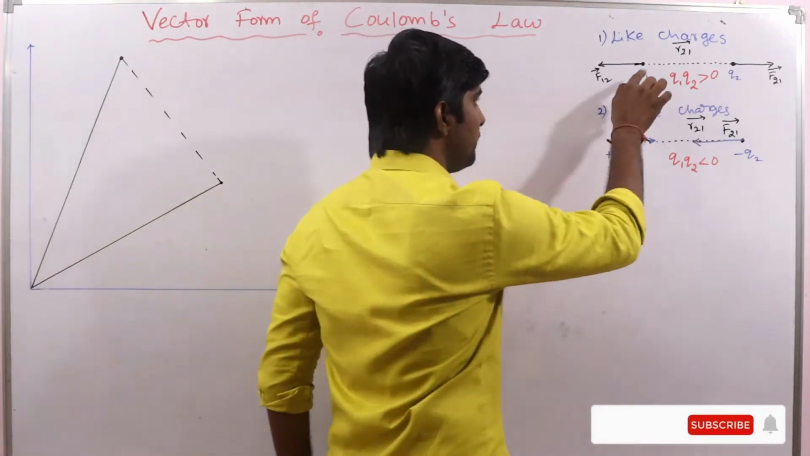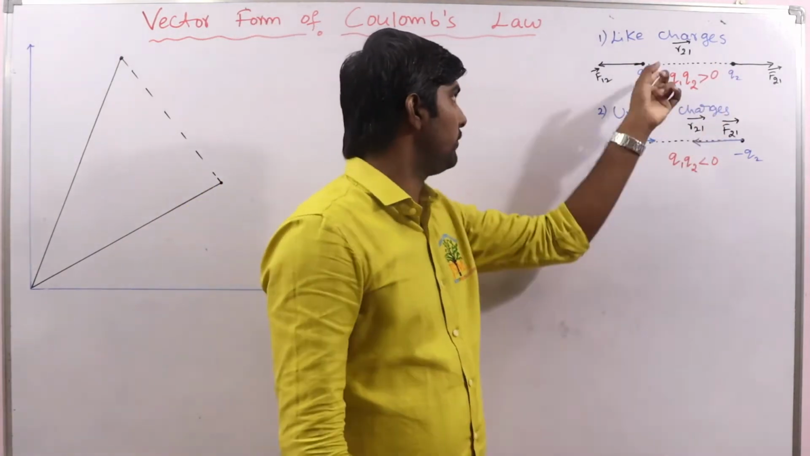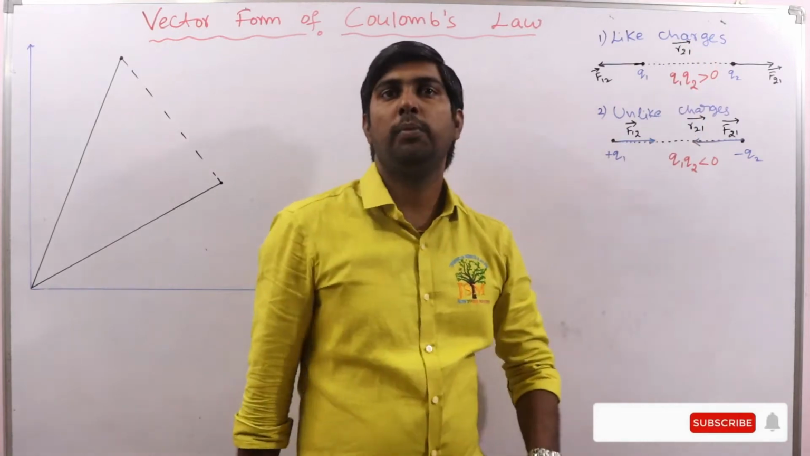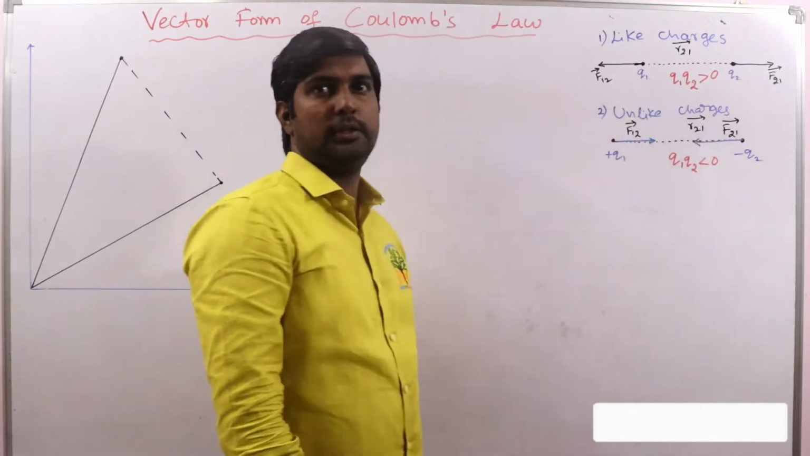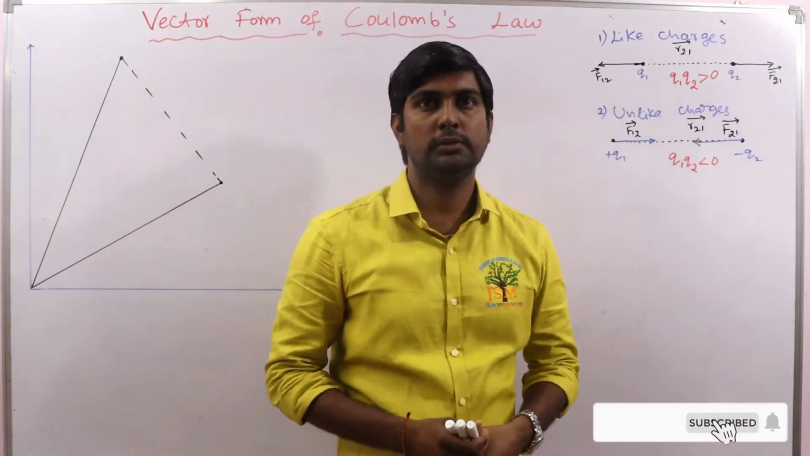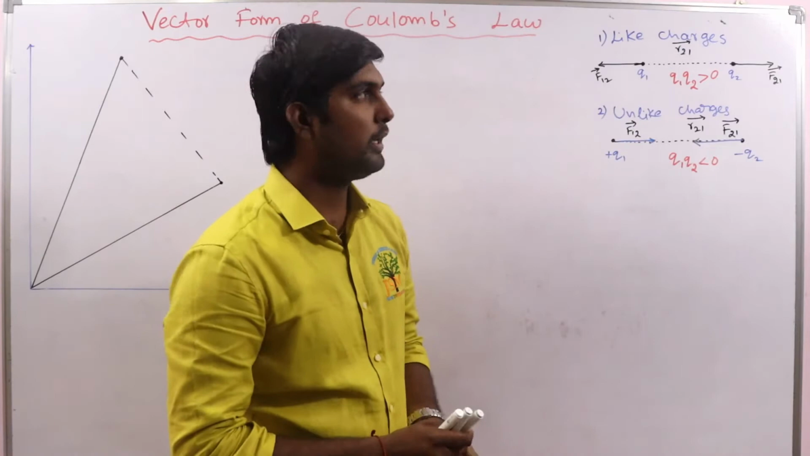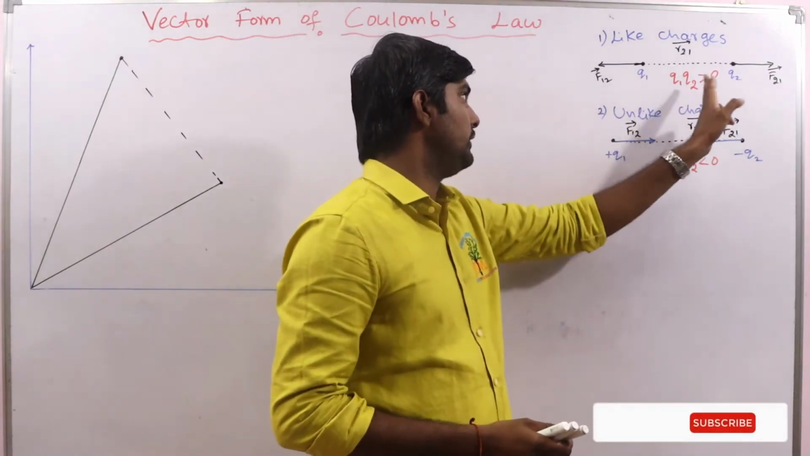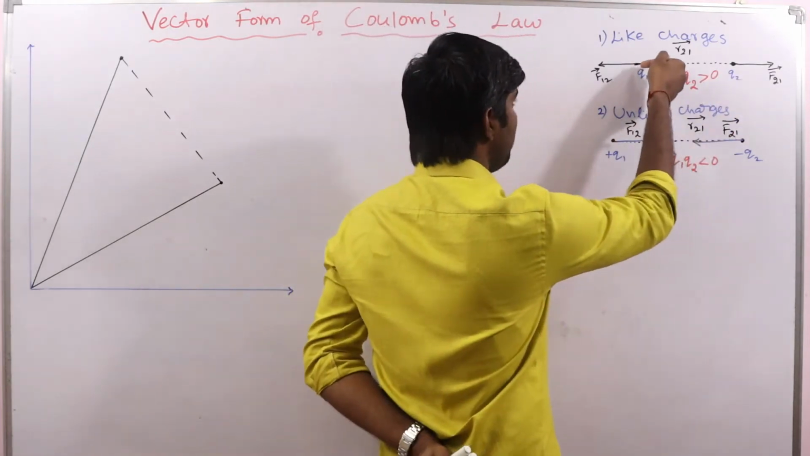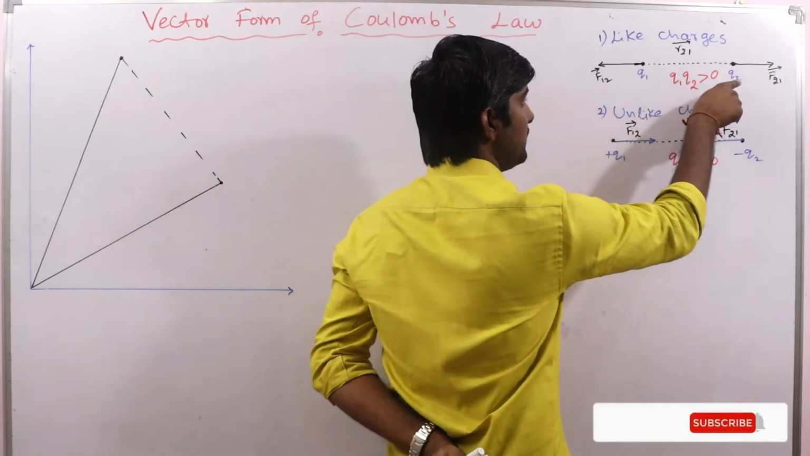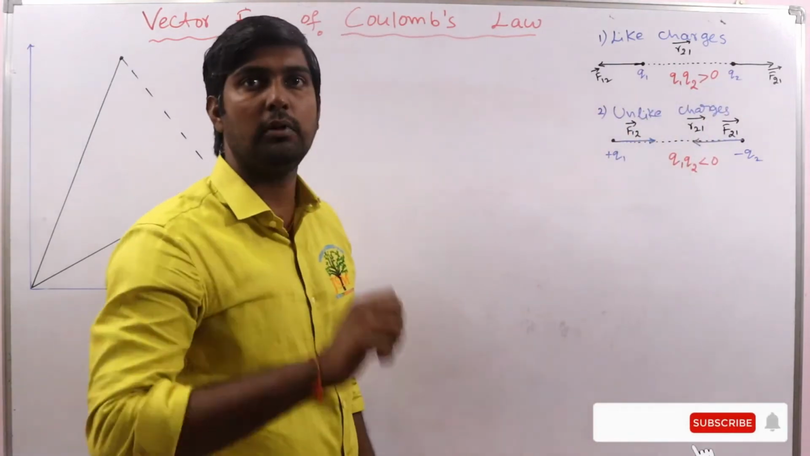Also, this force always acts along the line joining the point charges. If they are like charges, the force is a repulsive force, and if they are unlike charges, then the force is an attractive force. Here, these two are positively charged, so they repel each other. The force on the first charge is in this direction and the force on the second charge is in this direction. Both are opposite in direction but have equal magnitude.